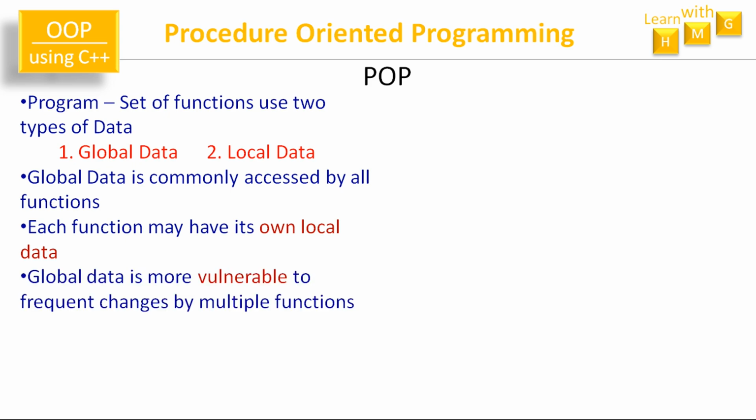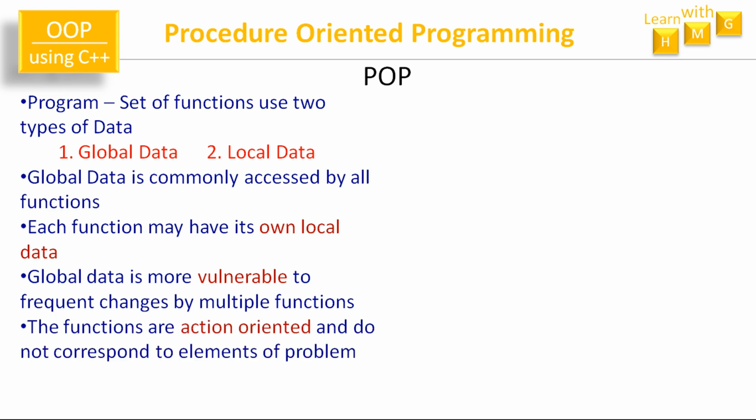The global data is more vulnerable to frequent changes by multiple functions, as we have seen that the global data is commonly accessed by all functions and it is frequently changed by these multiple functions. So like this there is inconsistency or vulnerability, that is the information or the data is frequently changed by the multiple functions. The functions are action oriented and do not correspond to elements of the problem.